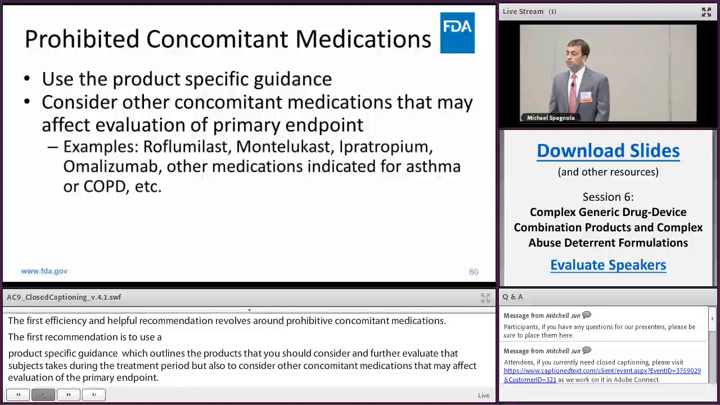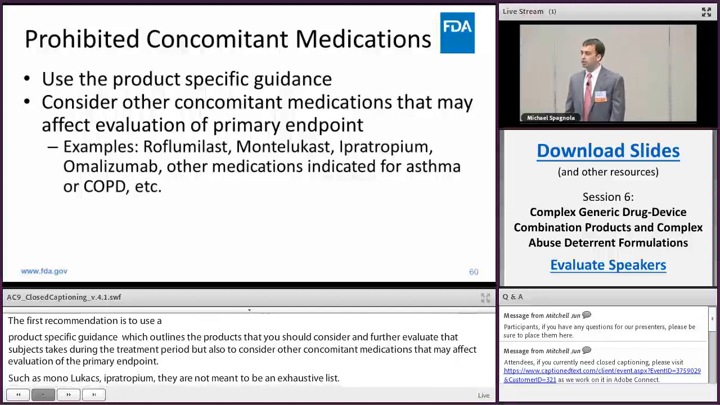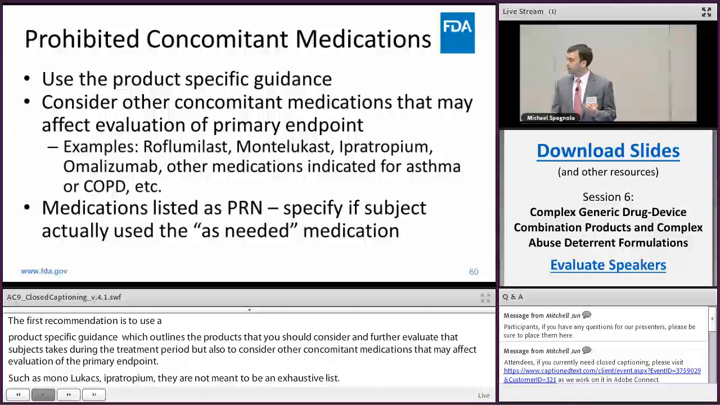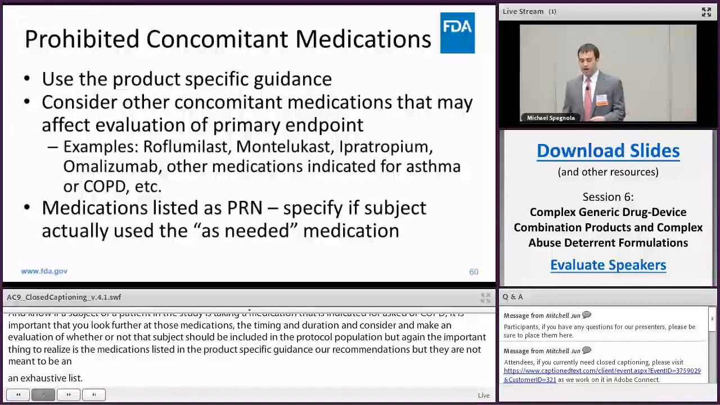If a subject or a patient in the study is taking a medication that is indicated for asthma or COPD, it's important that you look further at those medications, the timing, the duration, and make an evaluation of whether or not that subject should be included in the per protocol population. But again, the important thing to realize is the medications listed in the product-specific guidance are recommendations, but they're not meant to be an exhaustive list. Along with the concomitant medications, it's important that you let us know that any medications that are listed in the concomitant medication data set specify if the subject actually used the as-needed or PRN medication.